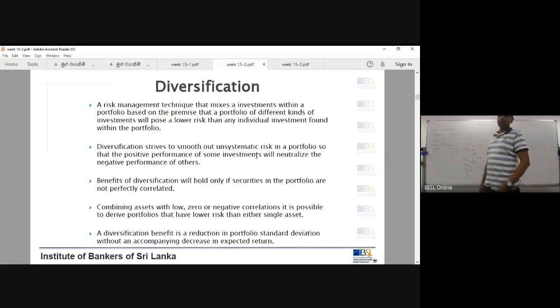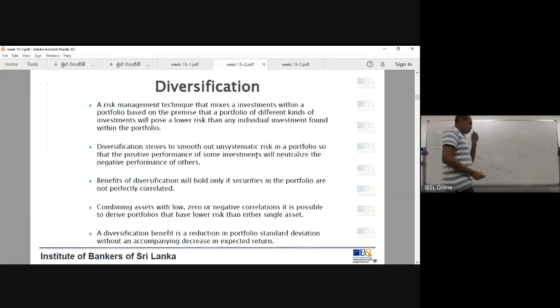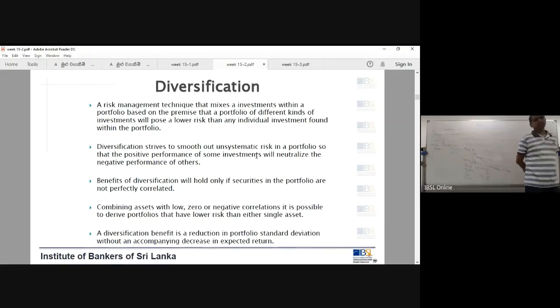A diversification benefit is a reduction in portfolio standard deviation without an accompanying decrease in expected return. So remember that the good thing about diversification is, even if you diversify, you will have a drop in risk without a drop in return. You don't have to worry about that. But the benefit is you will have an overall drop in risk without a drop in return. That's called diversification.